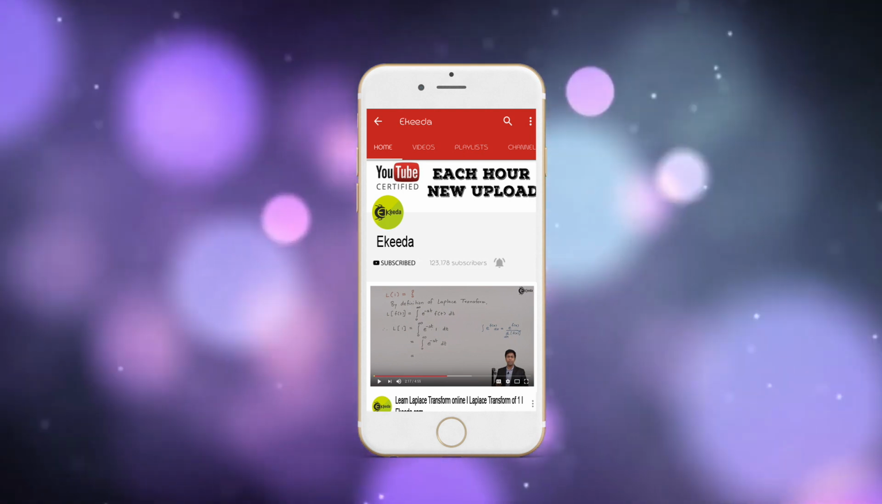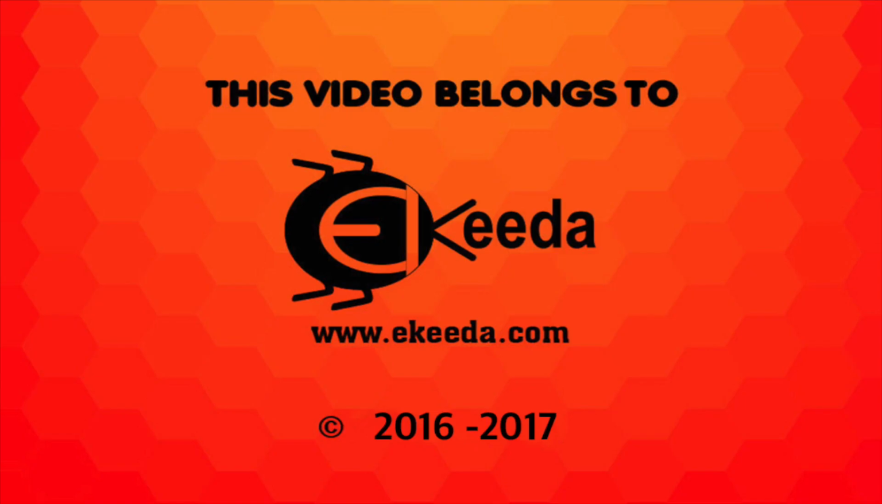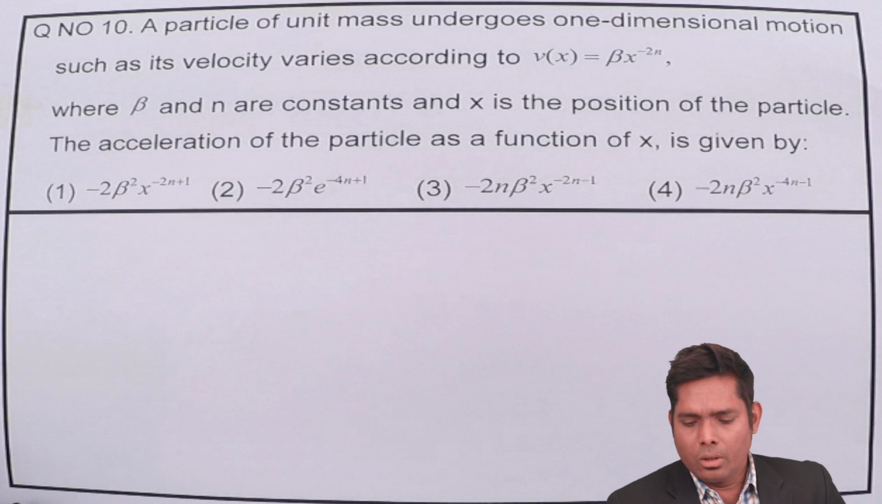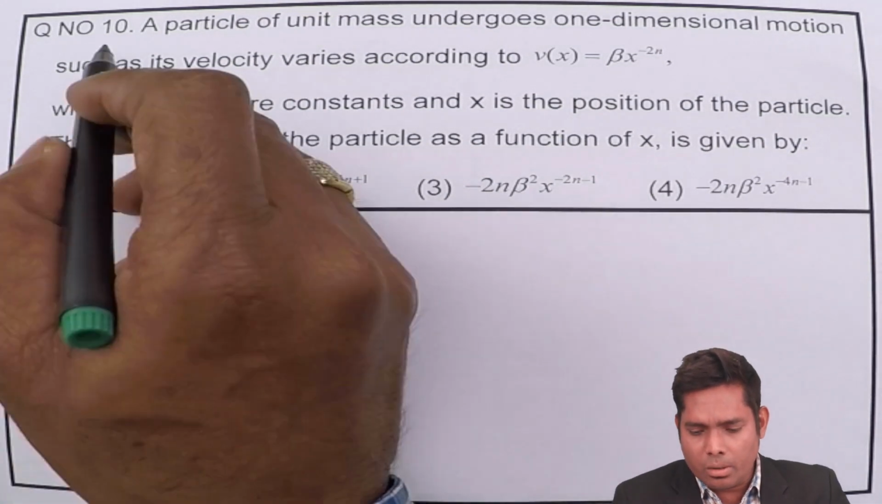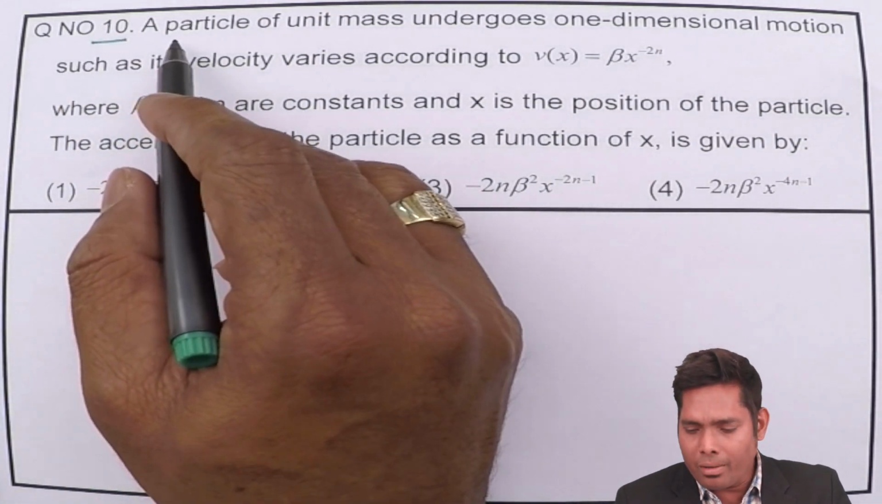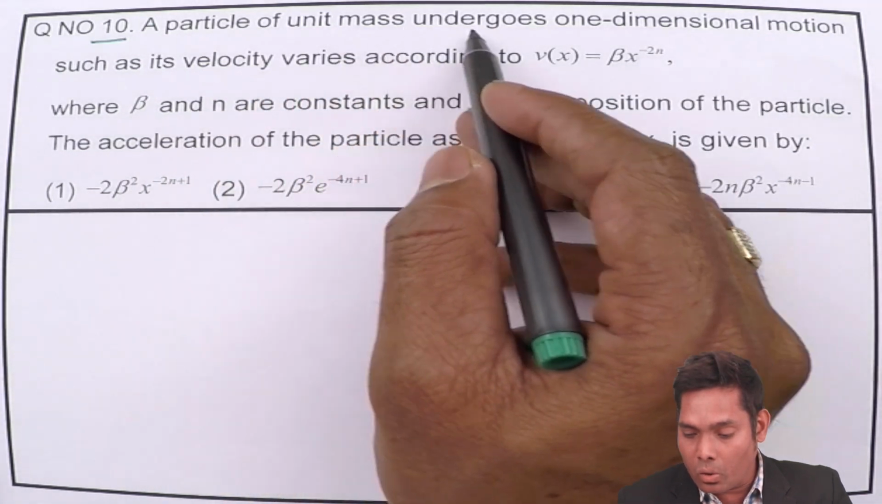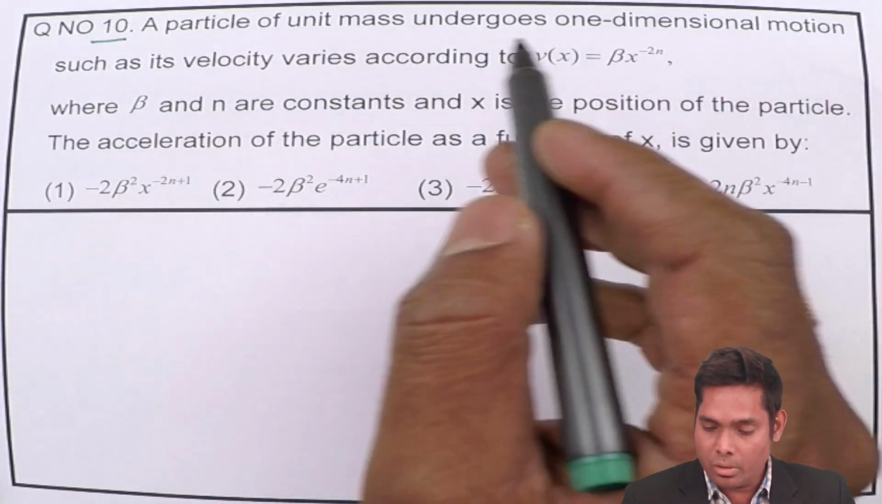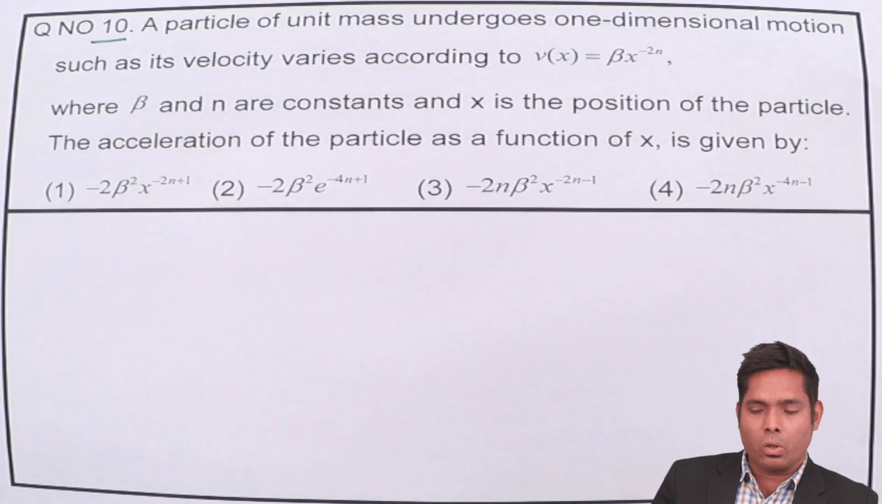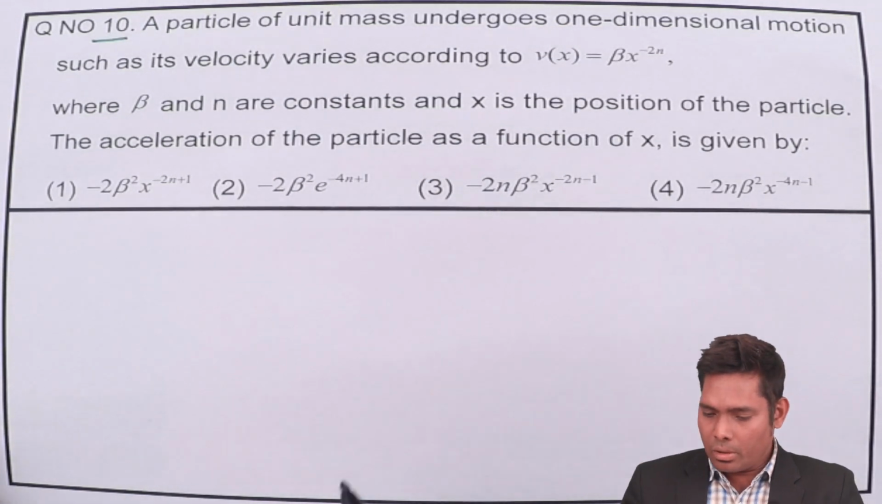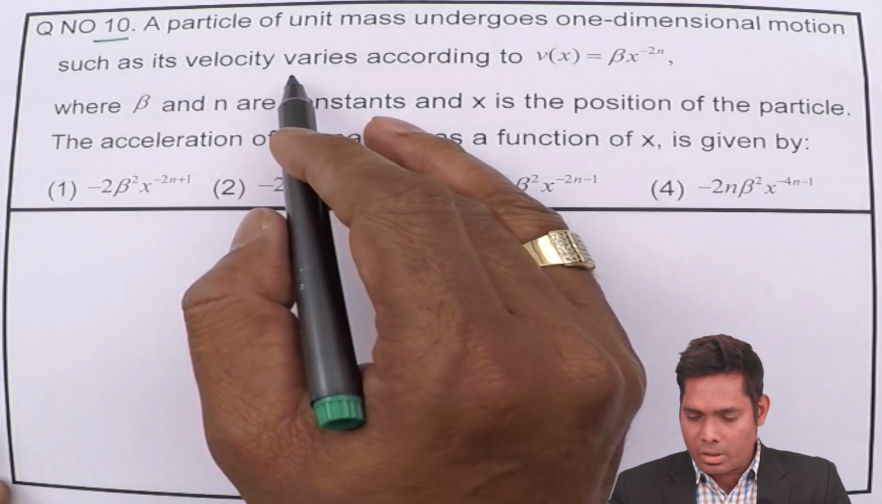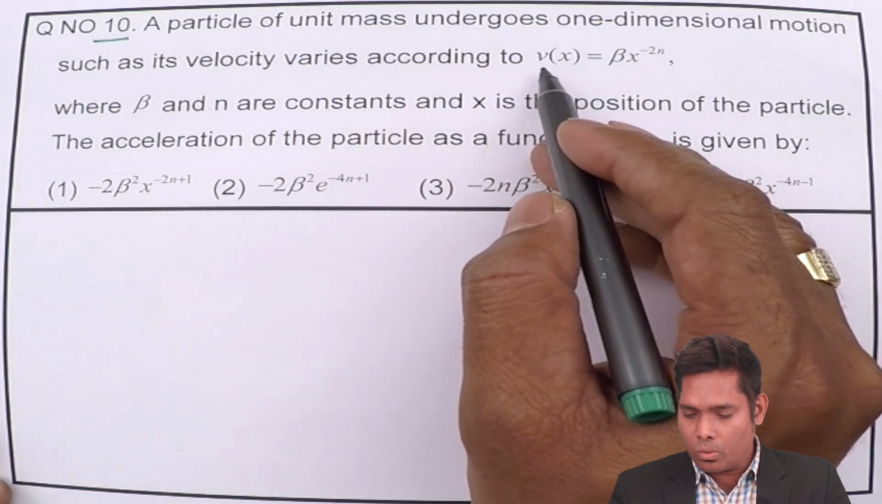Students, this is question number 10, NEET physics paper 2015. Hello students, let us solve question number 10. It says a particle of unit mass undergoes one-dimensional motion such that its velocity varies according to this.